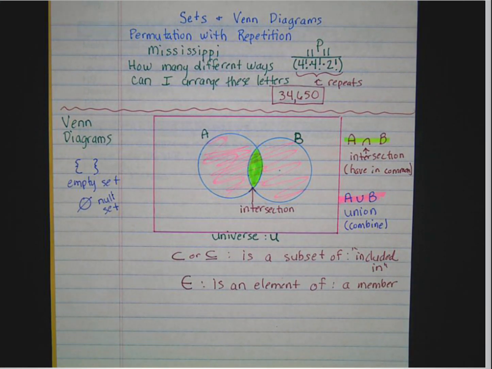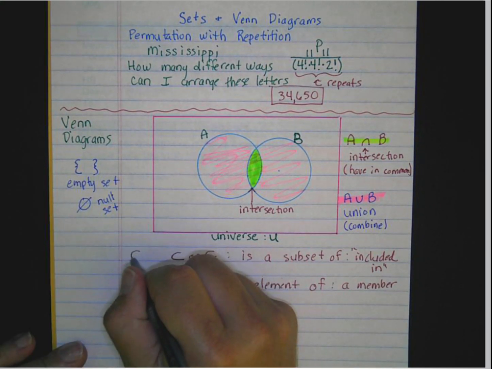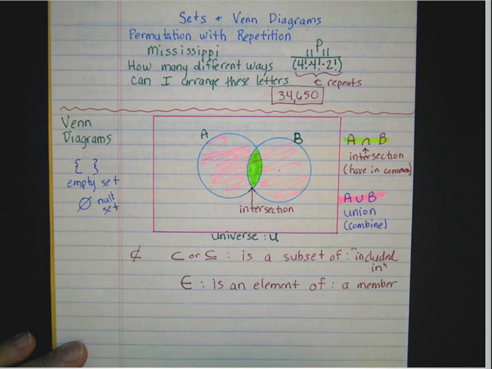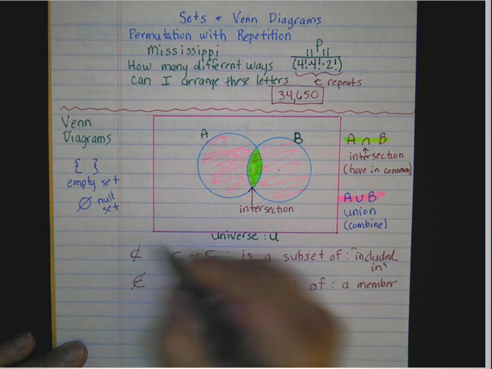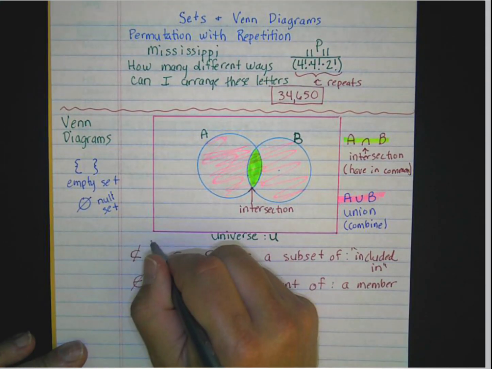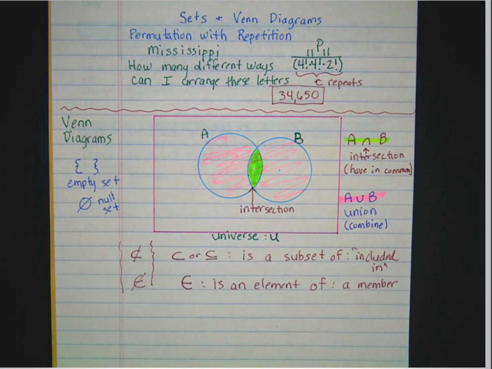All right? Now, both of those can have little lines through. That would be not a subset of. And then this would be not an element of. So these over here, they mean not, just like anything where you see a little slash through.